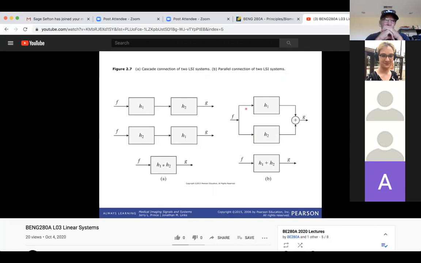And then as basically a result of the linearity, if I go through this one and the output is the sum of those two outputs, then you can sum the two point spread functions and just use that as your point spread function.